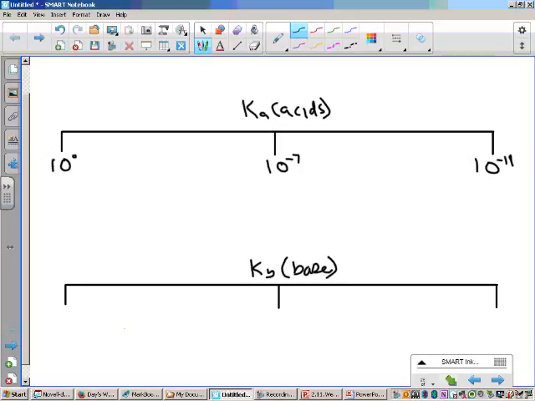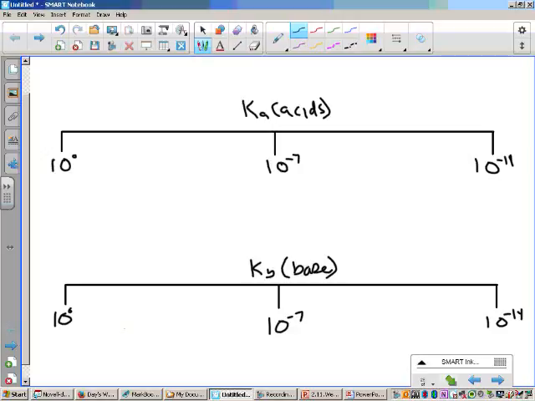And I'm going to do the exact same thing down here on the Kb scale. 10 to the negative 7, 10 to the 0, and 10 to the negative 14. Okay? All right? And all I simply want to do is plot on there some acids and their conjugate bases, and perhaps a base and its conjugate acid, so that we can talk about their strengths.